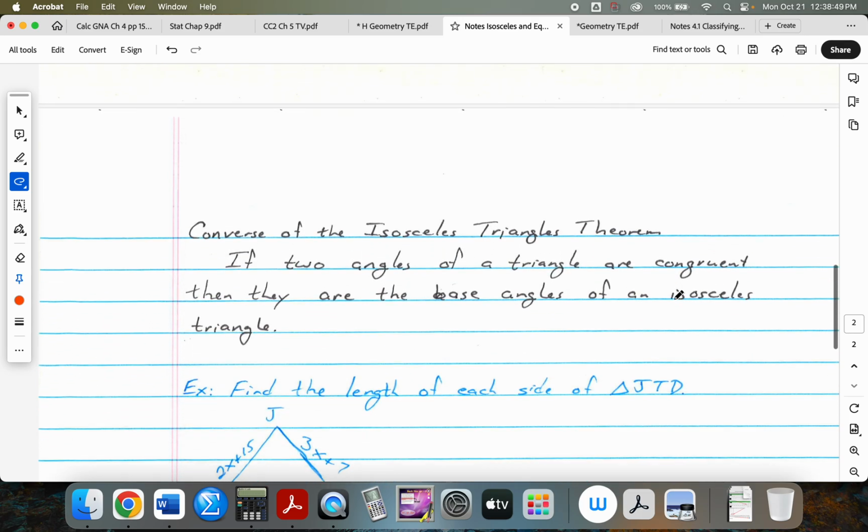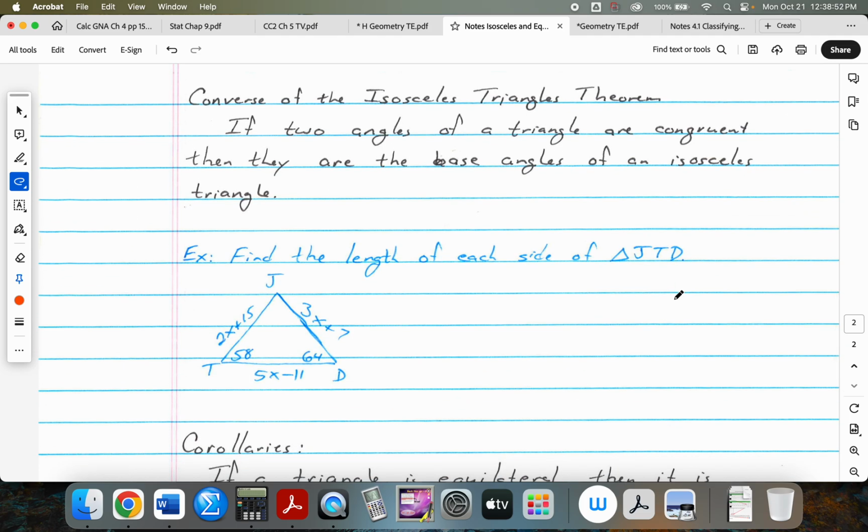All right. We also have, on page 2, the converse of the isosceles triangle theorem.